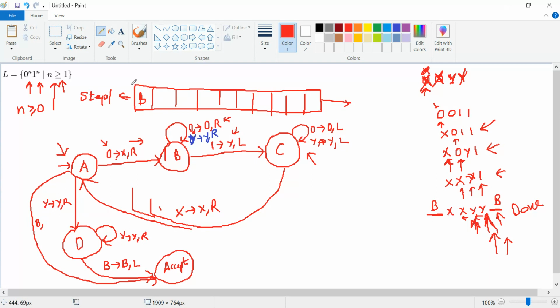Just making sure that there are no symbols to the left. So if you see a B, then you don't do anything. You just replace B and then move left, and then just accept this thing, right? So that's how you can do it. So this is the strategy that you can follow to design a Turing machine for a simple problem like this.